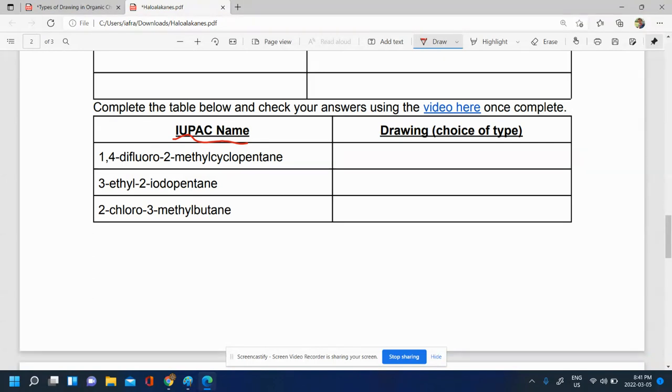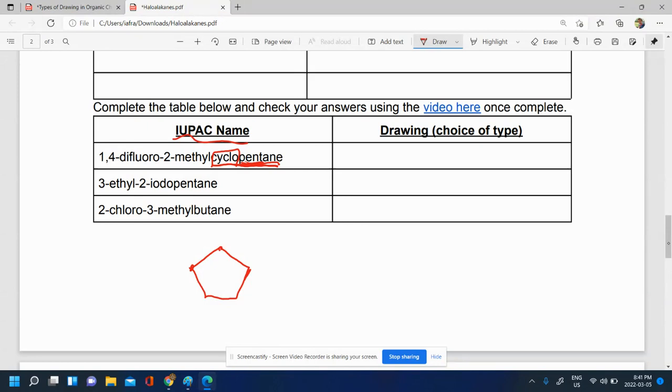We have 1,4-difluoro, 2-methyl cyclopentane. So I'm going to start by drawing the parent chain, the cyclopentane, as you can see here. The pentane part means that there's only single bonds in the parent chain, and that there's 5 carbons. That's what the penta means. And the cyclo means it's a ring. So don't forget that. That's a common mistake that students often make. So we'll make our pentagon over here.